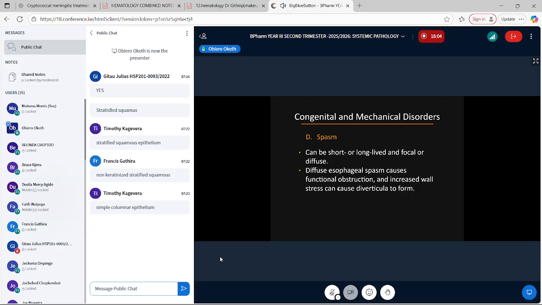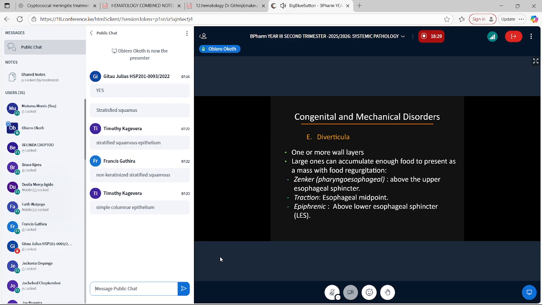Basically, discoordinated spasmodic contractions of the esophagus that do not lead to effective peristalsis. So this is more of a functional obstruction, not anatomic obstruction.